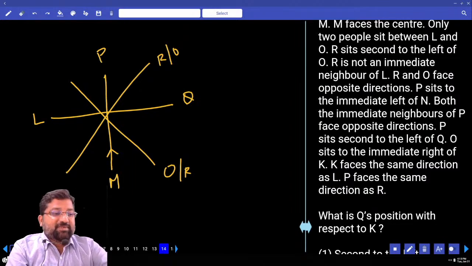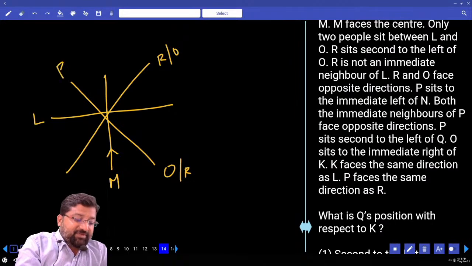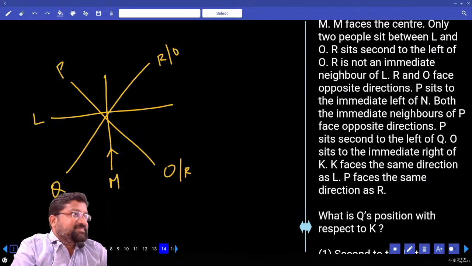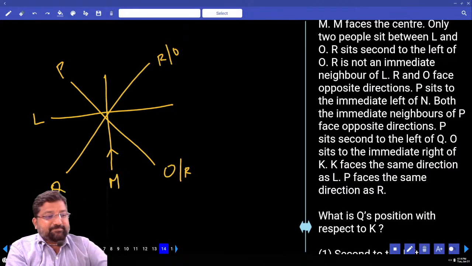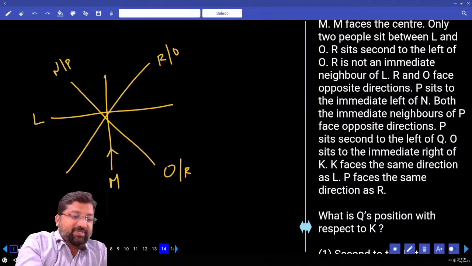Yes or no? Because those two places are for N and P. If this is P, then you'll have Q here. Is this clear? Come on, next. Because these places are occupied by N and P. Next.